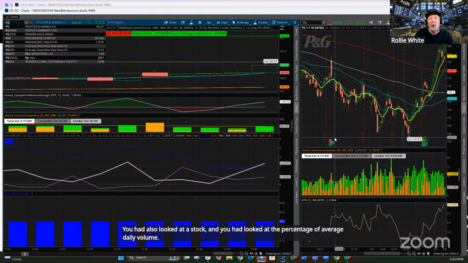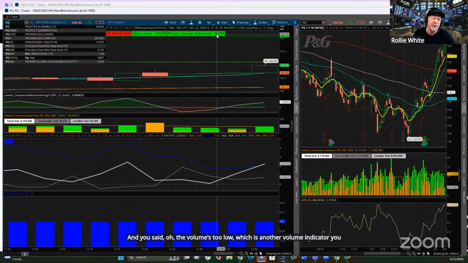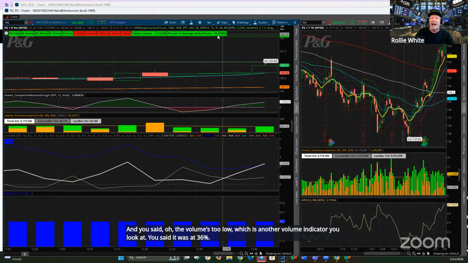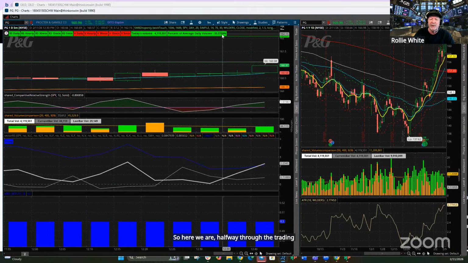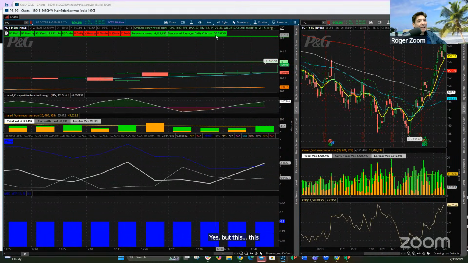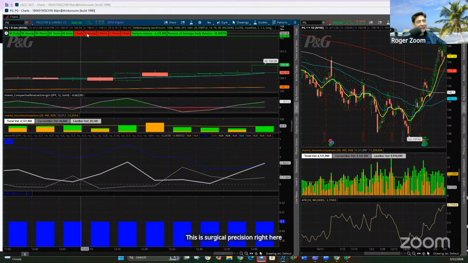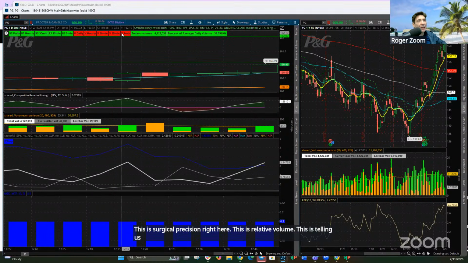And you said, oh, the volume's too low, which is another volume indicator you look at. You said it was at 36%. So here we are halfway through the trading day, but volume's only 36% of normal. Yes, this is going to look at the percentage of your average daily volume. Right, exactly. This is surgical precision right here. This is relative volume. This is telling us that volume is being accumulated right now.